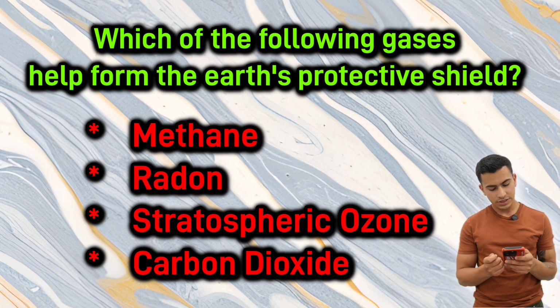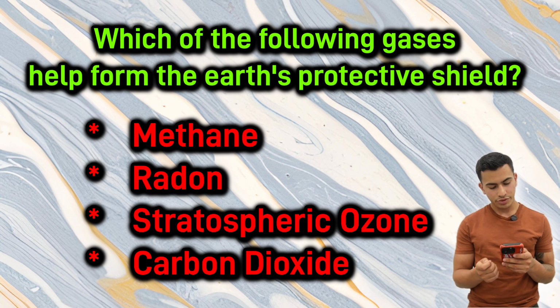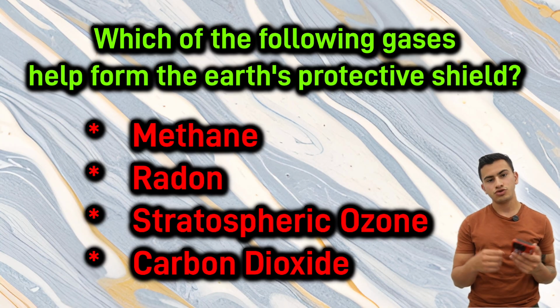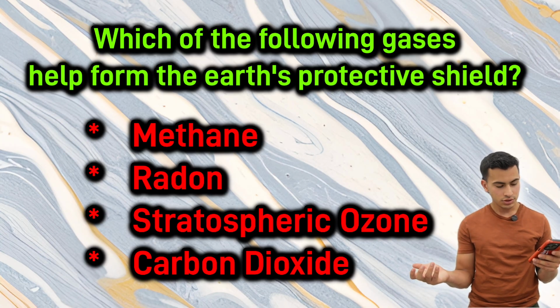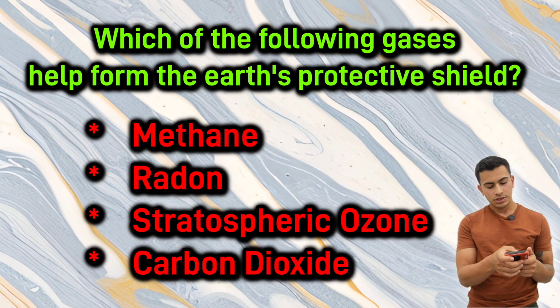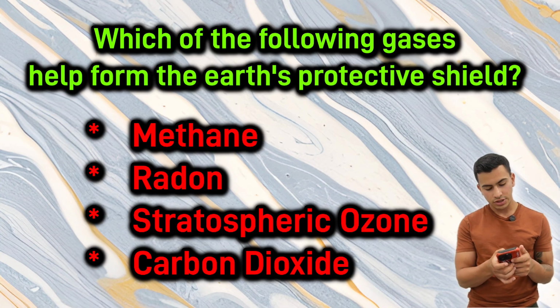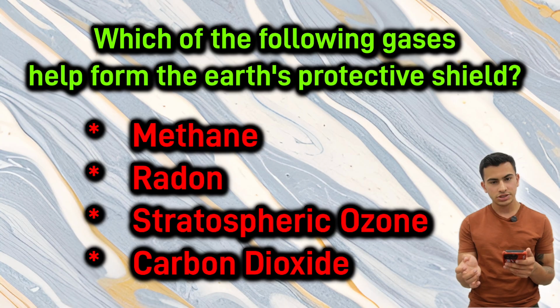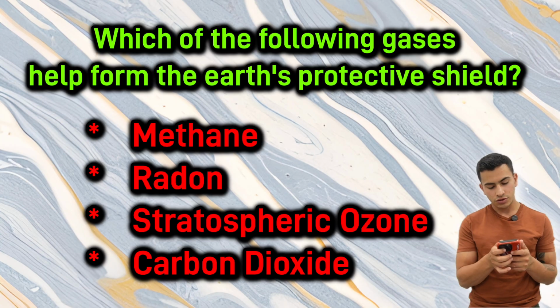Which of the following gases help form the Earth's protective shield? That will be stratospheric ozone. So, of course, that's the answer. Carbon dioxide does not make sense. Radon does not make sense. And methane does not make sense. It will be stratospheric ozone.